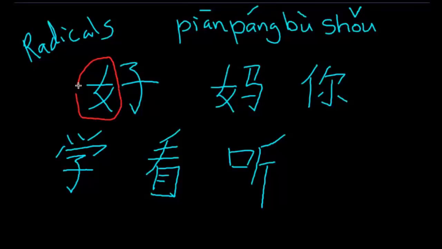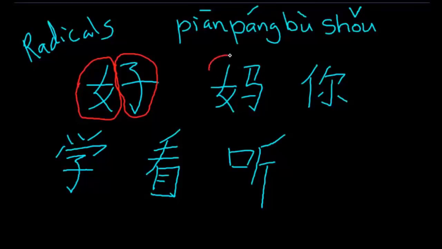Alright, two parts of this character. We have the left part, which is 女. 女 means female. 子 this is the radical for son. So a mother and a son, this was something that was very good. That's how it became the character for 好, something good.